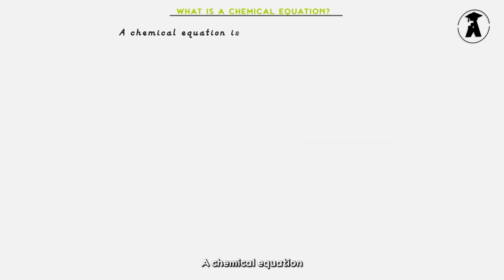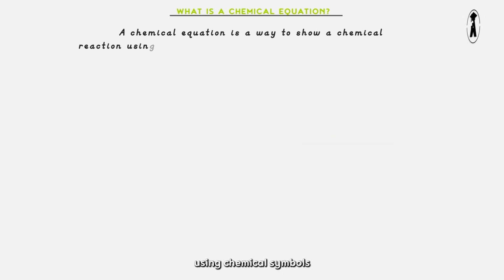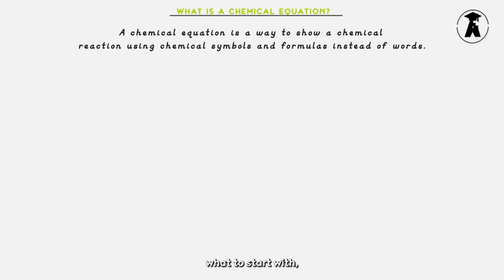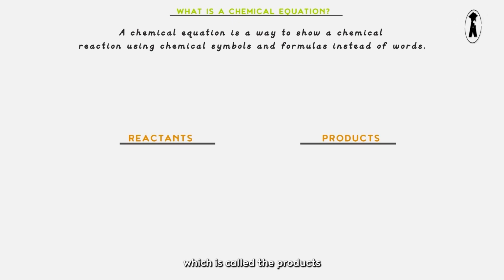A chemical equation is a way to show a chemical reaction using chemical symbols and formulas instead of words. It tells you what to start with, which is called a reactant, what to end with, which is called the products, and how the change happens, which is shown by the arrow.